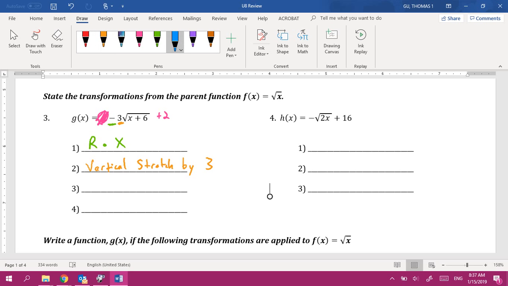So then the next thing we see is the +6 on the inside here. What does this tell us? To the left 6. Because it's horizontal, so horizontal move is opposite of the sign. And then lastly, we've got the +2 at the very end. Up 2, very good. And that's number 3.